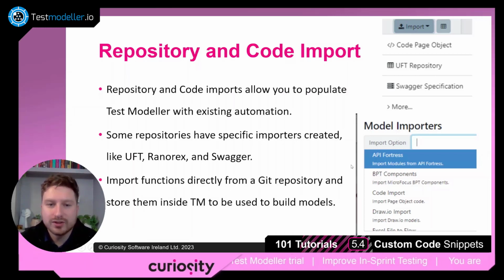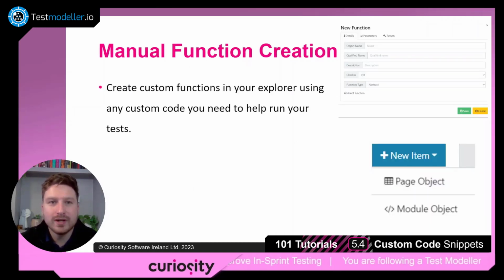Alternatively, we can import functions directly from a Git repository and store them inside Test Modeler in the same way to be used to build out the models. Alternatively, we can come in and create some of these manual functions by hand. These custom functions can be used to help run your tests.